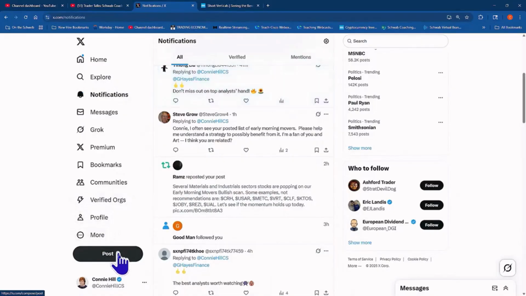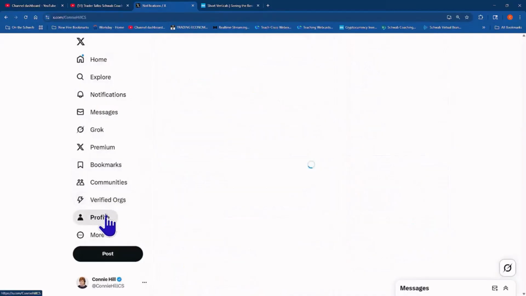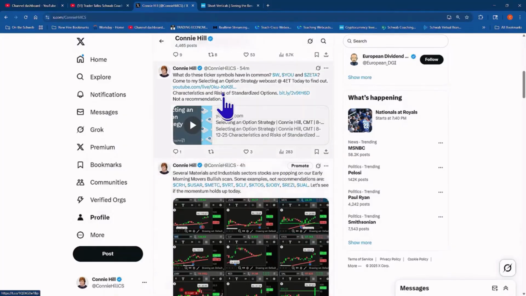Let me do this. This will show my last post here. And I said, what do these ticker symbols have in common? $W, $YOU, we're spelling out U, okay?